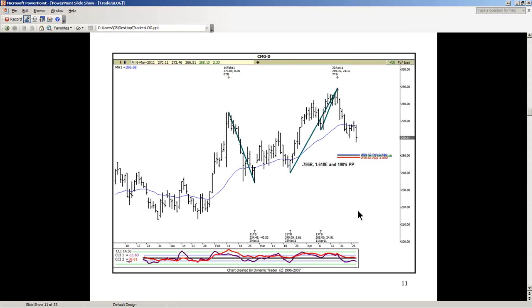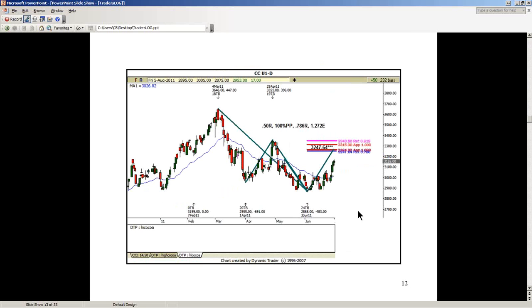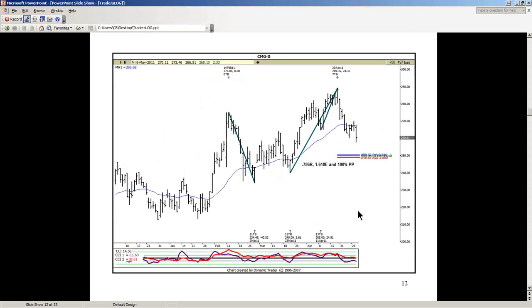Whoops, I must have skipped a chart there. All right, we'll have to go back and find CMG because I'm pretty sure that we had a nice rally up off of that area.